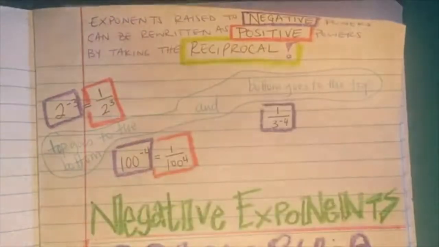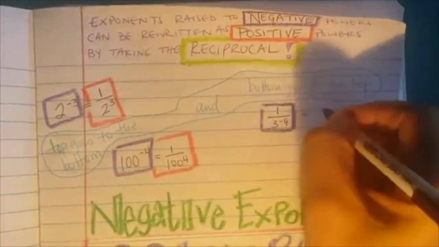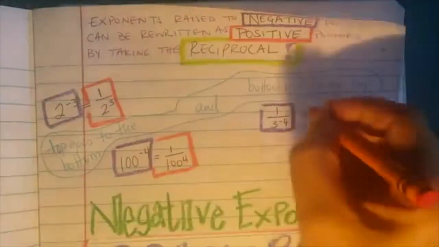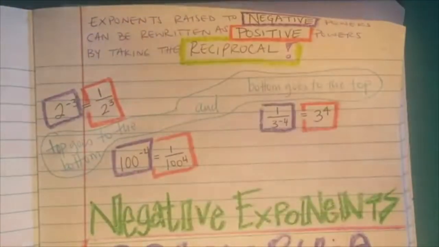It's at the bottom. So all you're going to do is take the reciprocal, which means it goes to the top and it changes to a positive. So now it's 3 to the positive 4. Take a look at another example.